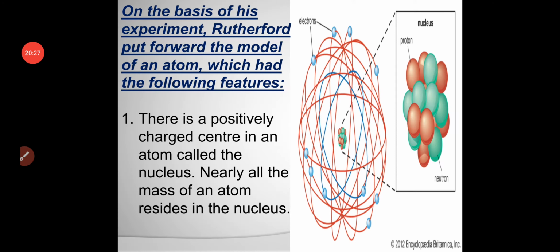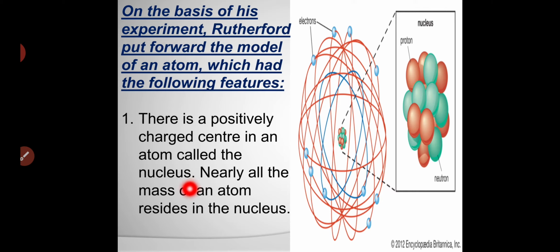So, Rutherford, from his experiment, gave the model of an atom. And what did he give? There is a positively charged center in an atom called the nucleus. So, who gave the concept of nucleus? Rutherford. Rutherford gave the concept of nucleus, and he said in the center of the atom there is a positive charge, and that is called a nucleus.